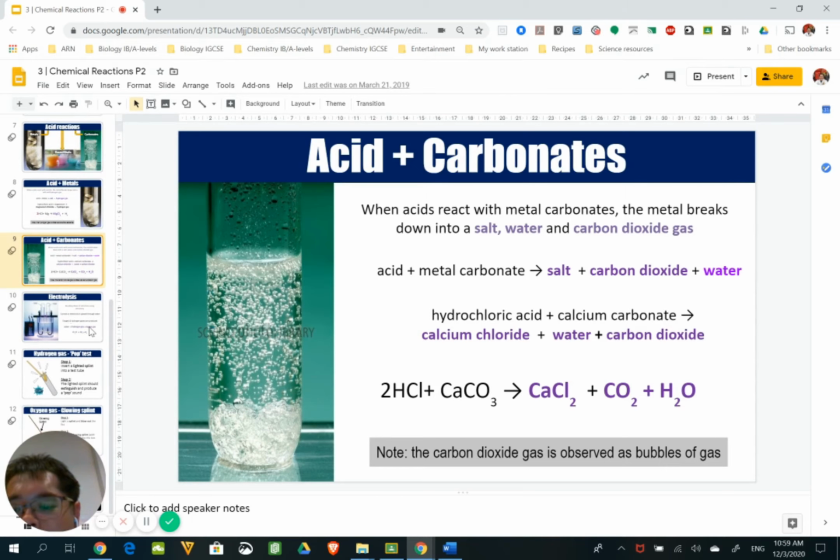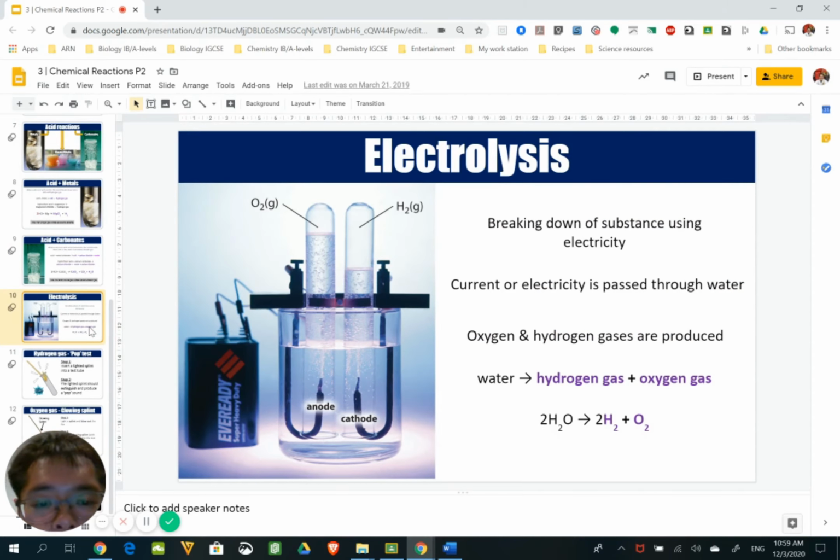There is another process that will break down compounds, and that would be electrolysis. Electrolysis here is a process where you break down a substance using electricity, where current is passed through water. So as you can see over here, for example, you will have normal water, and if you add a battery as the energy source, you will break water down to hydrogen gas and oxygen gas. Okay, so this is what you need to know about electrolysis.